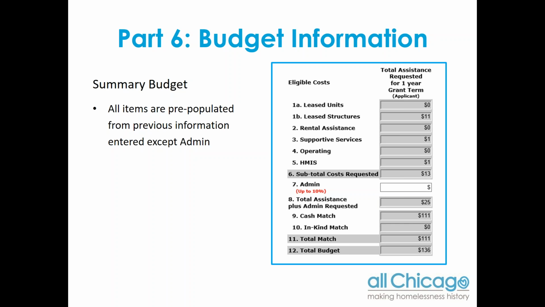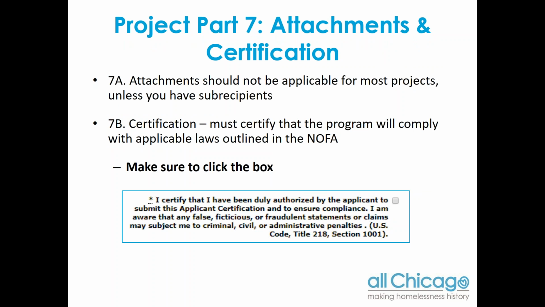So now we're getting to the home stretch here. Part 7 is the attachments and certifications. Most of you won't have any required attachments. If you have subrecipients, you will. The attachment is the 501(c)(3) for that subrecipient. You need to certify as a checkbox that you're complying with all of the laws outlined in the NOFA. And then you have your submission summary.